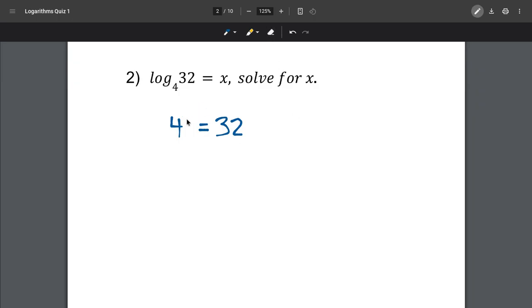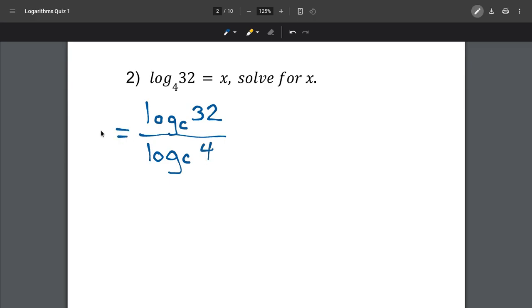So we really want to use something called the change of base rule. So I'm going to say log with some base c, that I'll pick in a moment, of 32 over log with some base c of 4. Well, that's going to be what x is going to equal. Now we want to pick a base where we can multiply that base by itself enough times to get both 32 and 4, if possible. It's not always possible, but in this case it is. If we pick 2, that'll work.